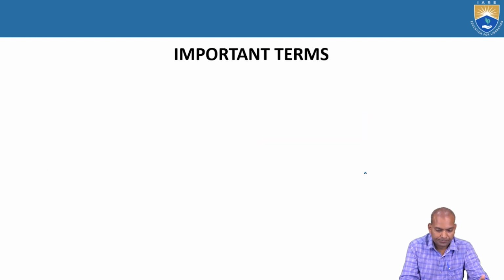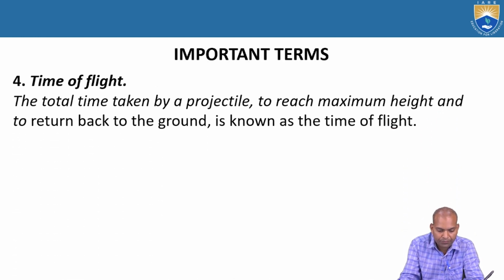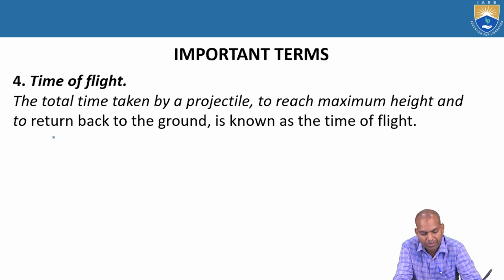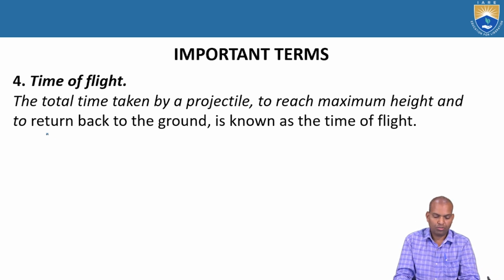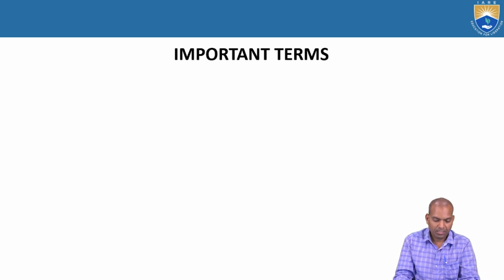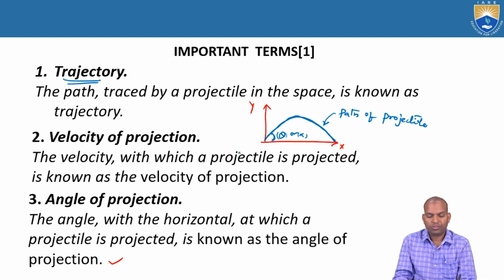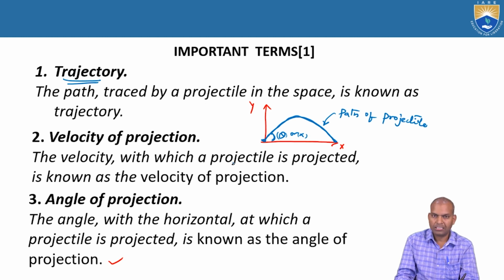The fourth term is the time of flight. The time of flight means the time taken by a projectile to reach the maximum height and to return back to the ground. Now here we can see what the time of flight is. The time taken by a projectile to travel this path of trajectory, from starting to ending, is known as the time of flight.